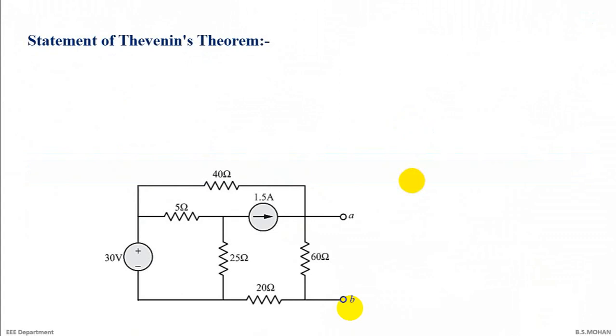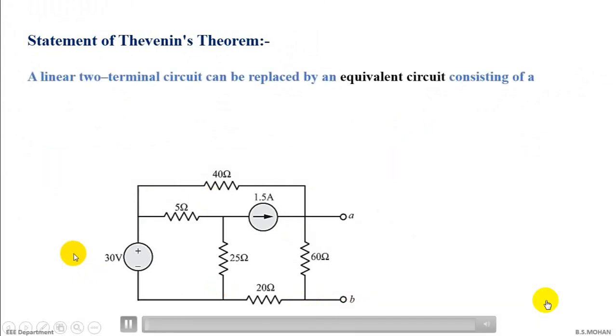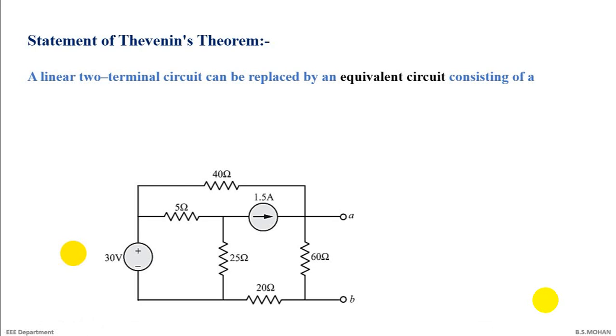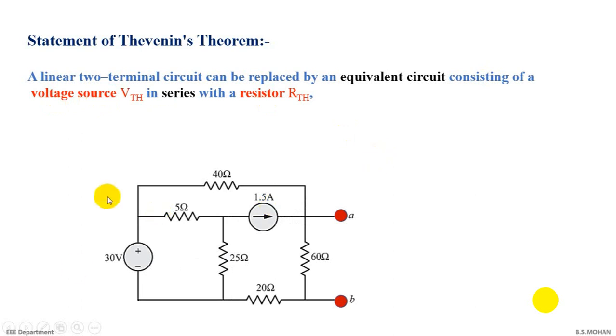So let us see the statement of Thevenin theorem and try to understand it with respect to a small example. A linear bilateral network, a two-terminal circuit, that is A and B, can be replaced by an equivalent circuit. So they're saying that these 5 passive elements, along with 2 active elements, can be replaced with an equivalent circuit consisting of a voltage source in series with a resistance. So this circuit can be rewritten in this form, right?